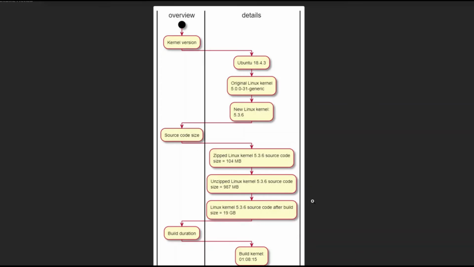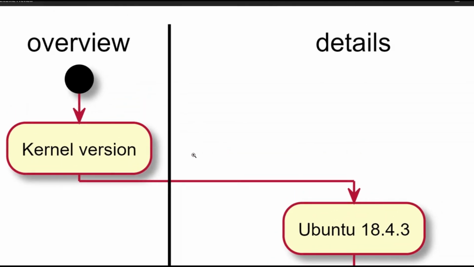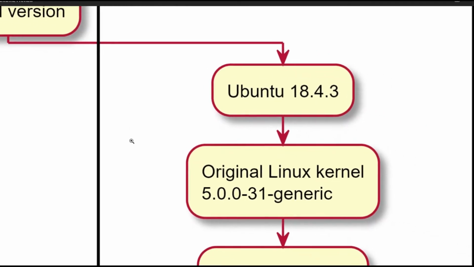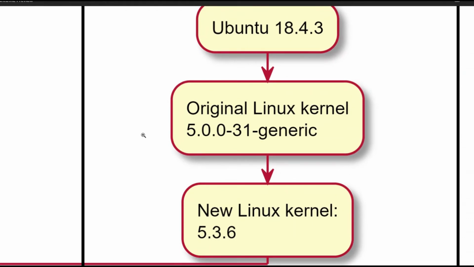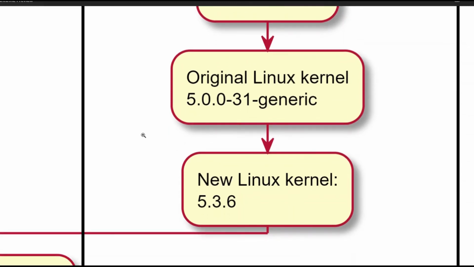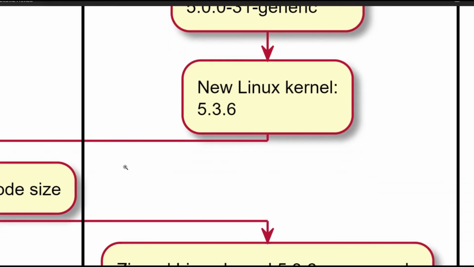Let me summarize what we have seen in this tutorial. Not the individual steps, not the Linux commands, but some numbers in my test box. I'm running Ubuntu 18.04.3 in VirtualBox. The original Linux kernel version is 5.0.0-31-generic. It's replaced by the latest kernel version, 5.3.6, at the end of this tutorial.